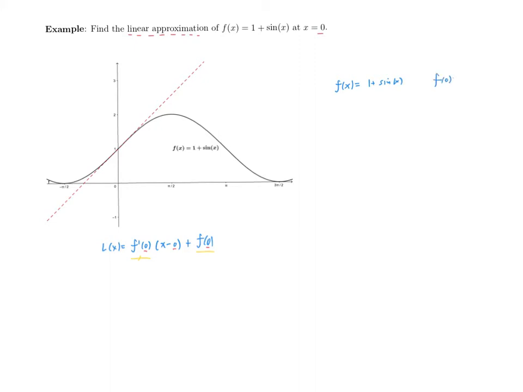So f of 0 is 1 plus sine 0. And sine of 0 is a common trigonometric value, 0. So we've determined the first of the two function values we needed to find.